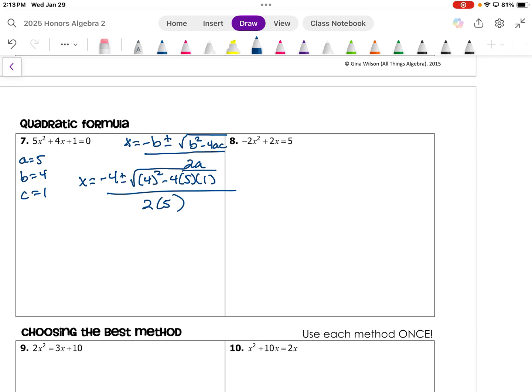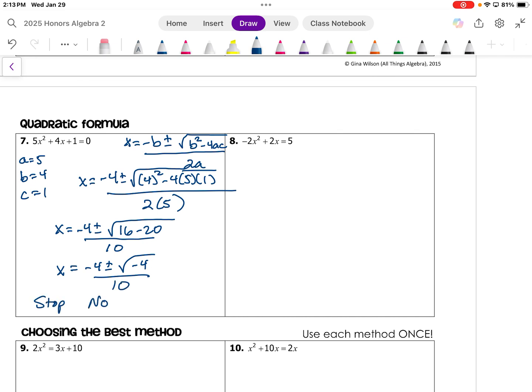And then now I just start simplifying. X equals negative 4 plus or minus square root 16 minus 20 over 10. X equals negative 4 plus or minus square root of negative 4 over 10. And then we stop and we say no solution.